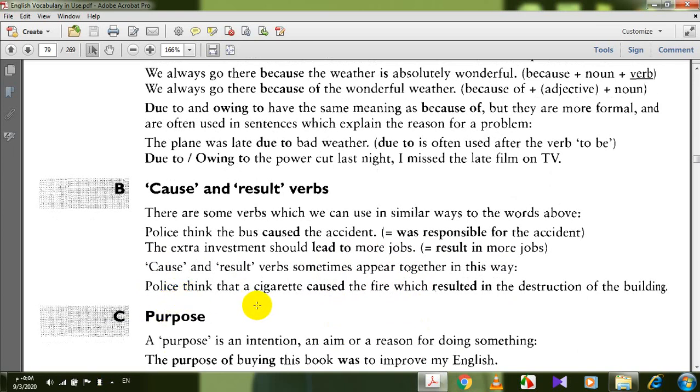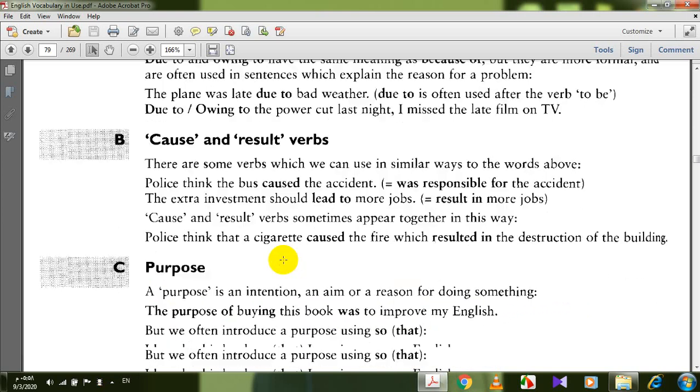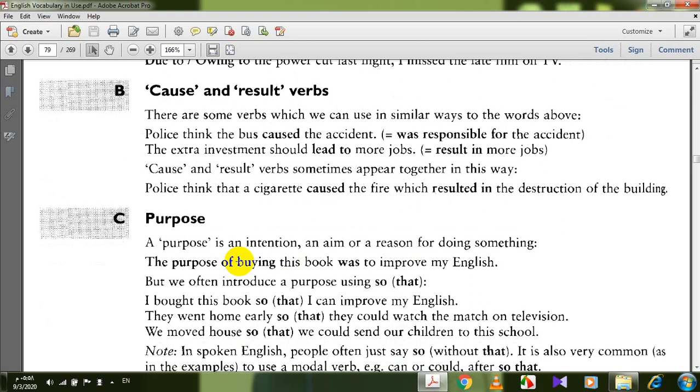Police think that a cigarette caused the fire, which resulted in the destruction of the building. So we have caused and resulted in. We have within this sentence a cause and a result. What is the cause? Police think that a cigarette caused. So the cause is the cigarette. What is the result? The result is the destruction of the building. Okay, easy. Okay, purpose.